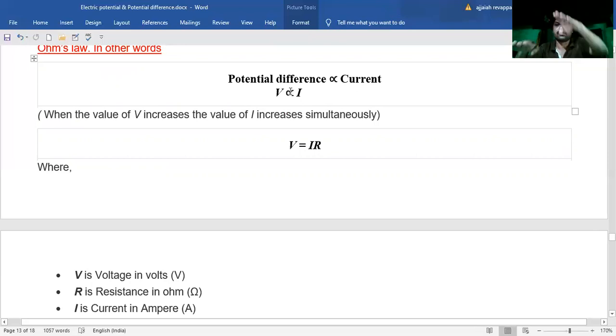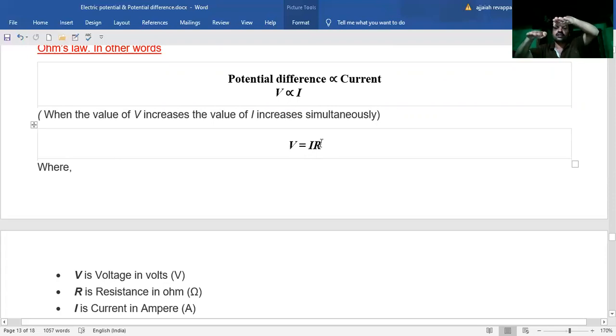So they're not equal now. There is a difference. Now I have to make them equal. Both the quantities should be equal: LHS should be equal to RHS. So by introducing another constant, R, a constant of proportionality, I equate the LHS and the RHS.